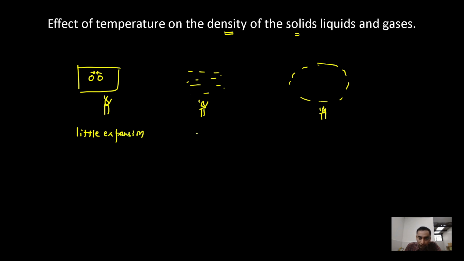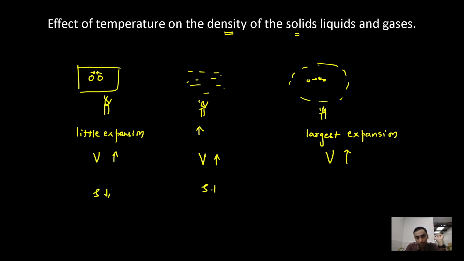Over here, there is comparatively larger expansion, and the largest expansion is seen in gases because the atoms attract with less force. So when you give the heat energy, there is too much expansion. Over here also the volume increases, by a very large quantity, which means the density decreases. Here also the density decreases, and here it decreases by a very large amount.